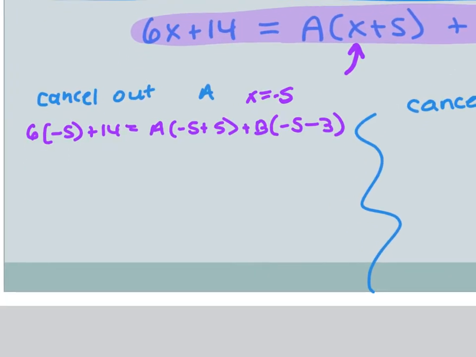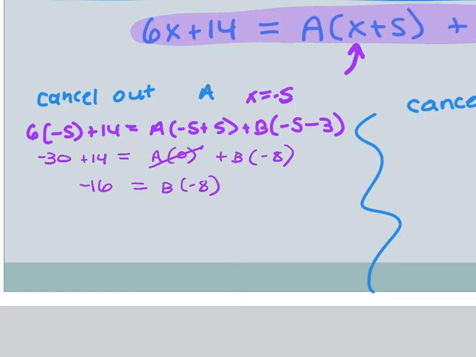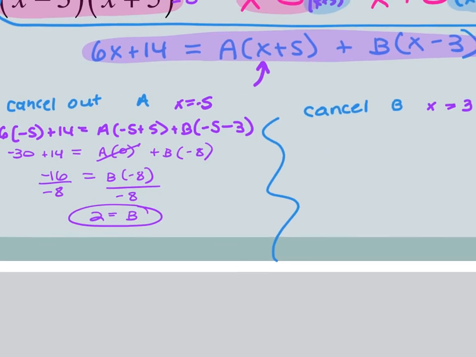I work out what's on the left. Negative 30 plus 14 would equal a times 0 plus b times negative 8. Negative 16 would equal a times 0 is gone. B times negative 8. And then how do I solve for b? Divide both sides by negative 8. And b is 2. With me so far?